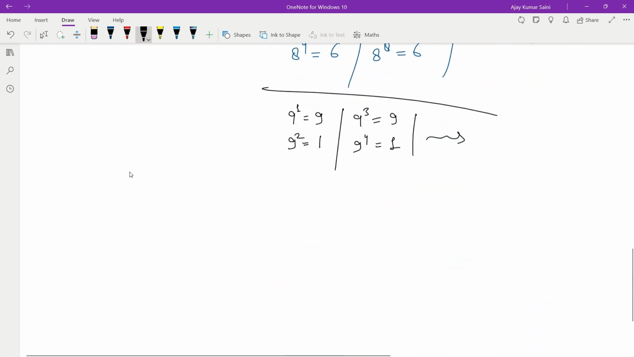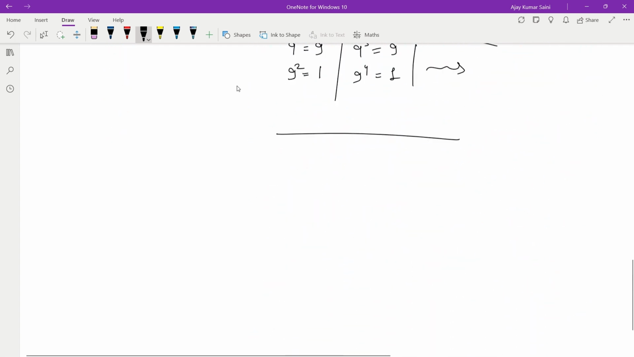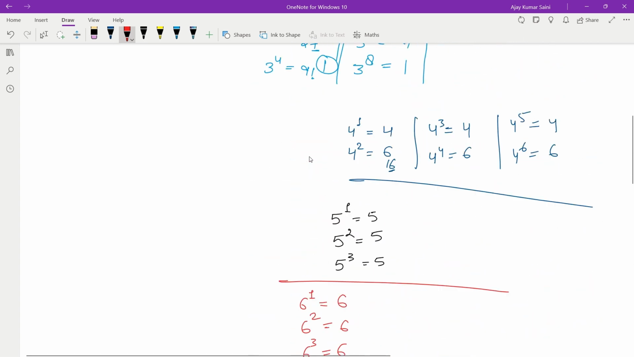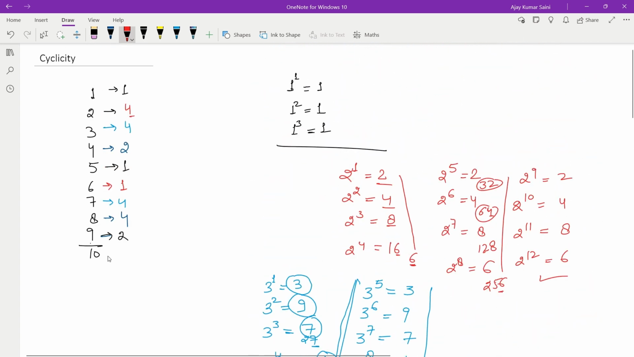And for 10 it is simple. If the power of 10 is 1, the last digit is always 0. When 0 comes at the end of any number and there is any power of that number, 0 always comes in the last digit.